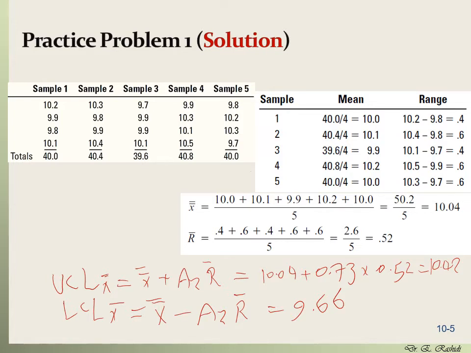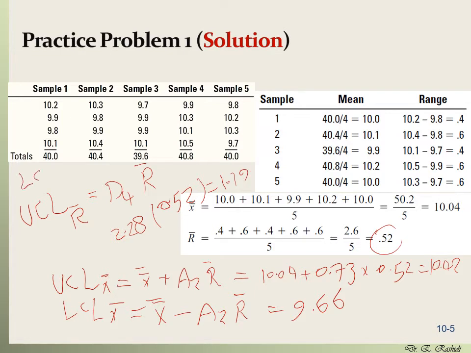So the upper control limit for the range chart is D4 multiplied by R bar, and D4 is 2.28 from the table, multiplied by R bar, which is 0.52, and we get 1.19. And the lower control limit is just 0 because D3 is 0. So let me clear this up and type them out.